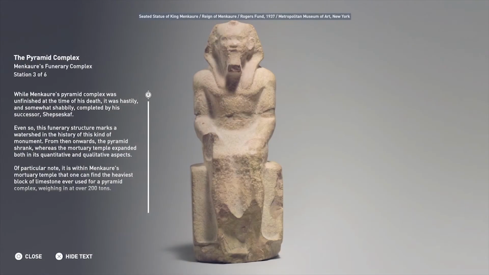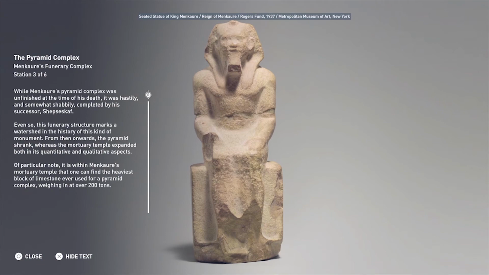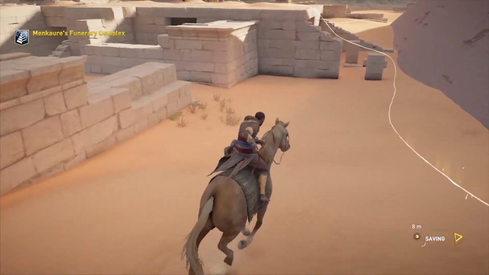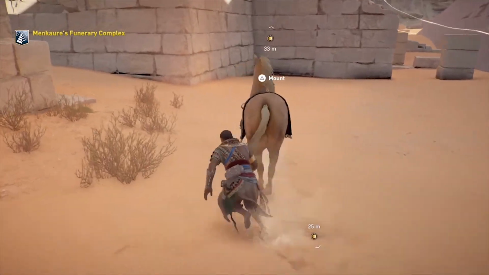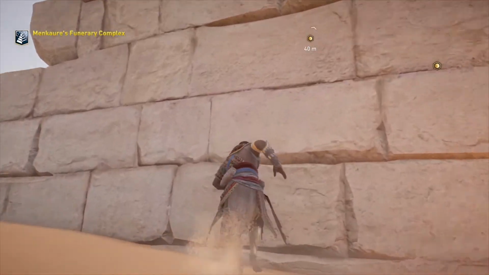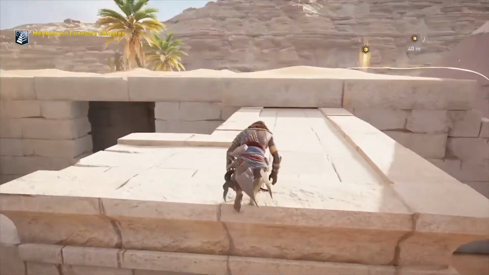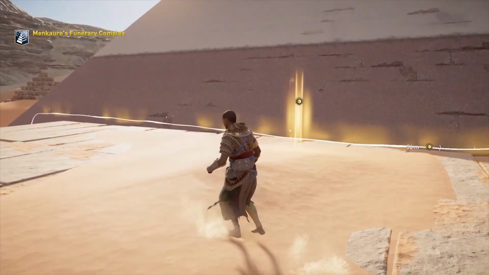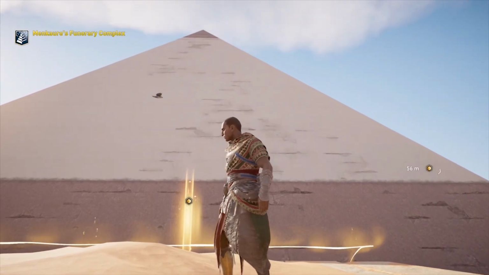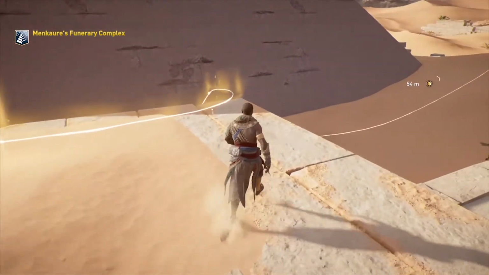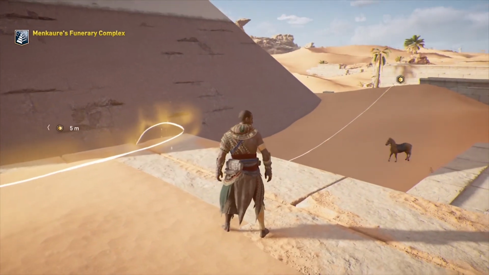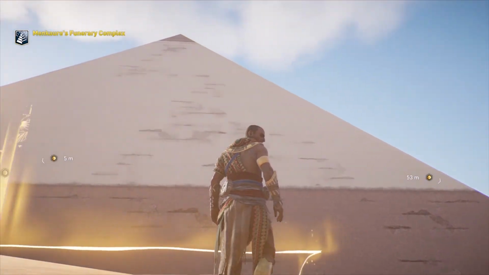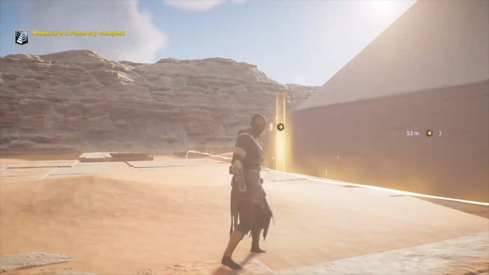While Menkaure's pyramid complex was unfinished at the time of his death, it was hastily and somewhat shabbily completed by his successor, Khafre. Even so, this funerary structure marks a watershed in the history of this kind of monument. From then onwards, the pyramid shrank, whereas the mortuary temple expanded both in its quantitative and qualitative aspects. Of particular note, it is within Menkaure's mortuary temple that one can find the heaviest block of limestone ever used for a pyramid complex, weighing in at over 200 tons.